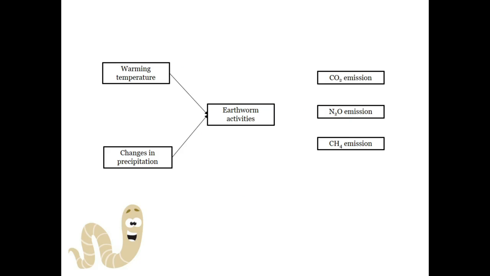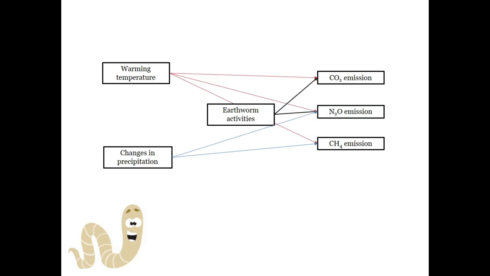So to conclude, we found that the warming temperature and changes in precipitation don't have a significant effect on earthworm activities. However, they do have a direct impact on the gas emission. And earthworms have a direct impact on the CO2 and N2O emission by themselves, but the effect on methane is not that clear.